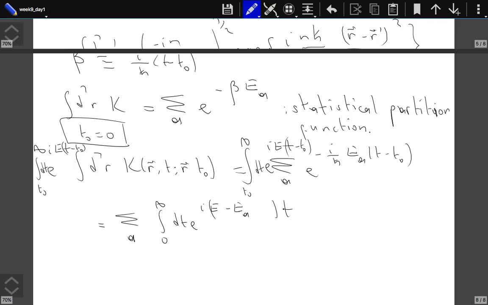Well, again, I will just make one trick. Instead of taking E to be real, I will assume it's slightly imaginary. The reason why I add that i epsilon is so that my integrand goes to 0 as t goes to infinity. Otherwise, I end up having infinitely oscillatory contributions, which are not well defined. And then I will take the limit as epsilon goes to 0. But that integral I can evaluate, and it is nothing but 1 over i(E minus E_A).